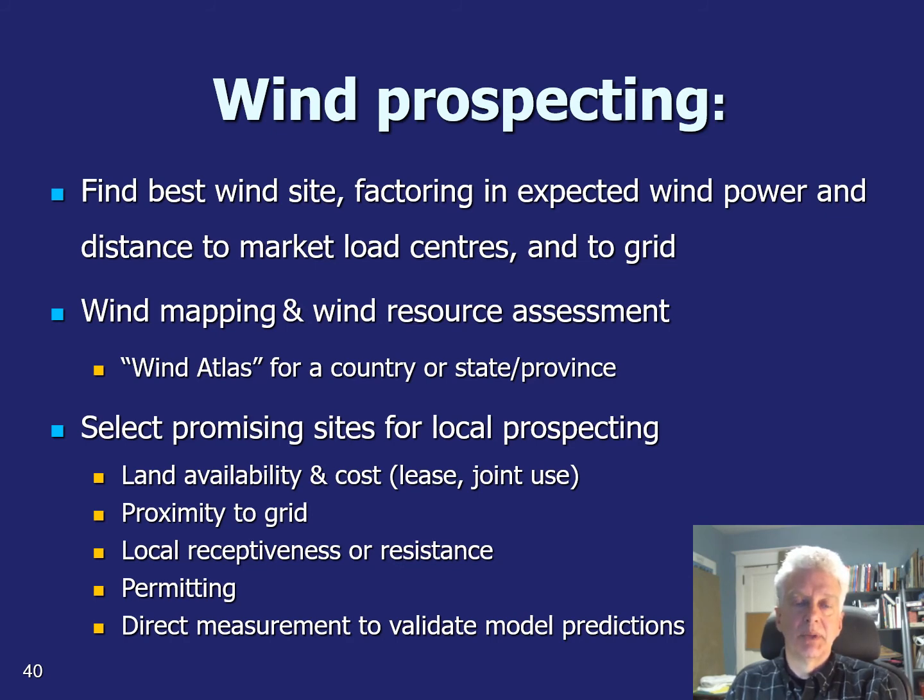Look at land availability. Can you buy land there, or can you lease space to put the wind turbines? Can it be in joint use between, say, wind turbine and ranching, grazing, those kinds of things? The animals just walk around the tower and they don't bump into it. Then the proximity to the grid, and local political conditions, whether the public have receptiveness or resistance to you coming in and making a deal like this, and then the permitting process. Then you've gone on to the stage where you take those direct measurements.